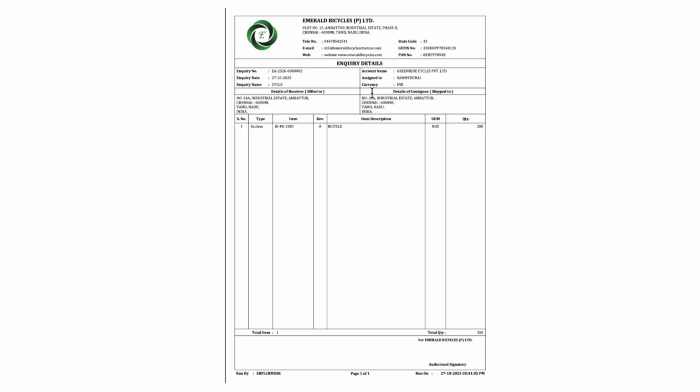So this is the report for your inquiry, which holds your inquiry number, date, and the name of your inquiry, following leads, your assigned to, currency, and the details of your receiver and the consignee. And for the item the inquiry has been raised for, how much quantity it has been raised for. All such details will be included in your reports. So this is how you will be generating a report.